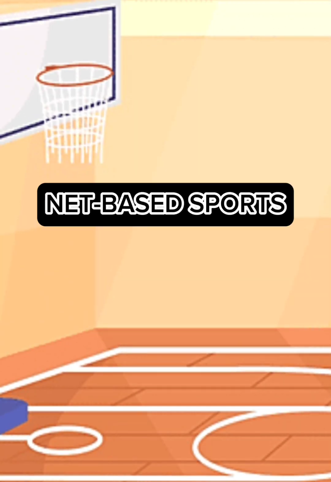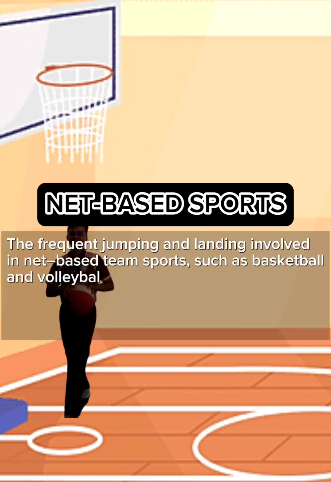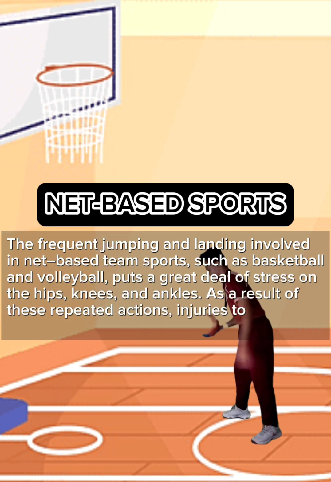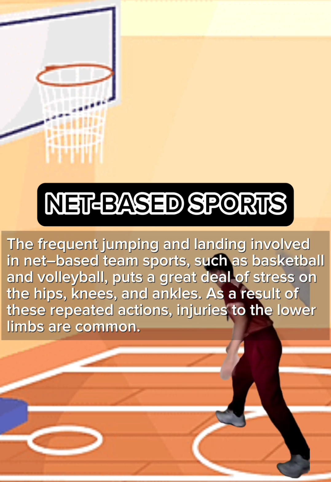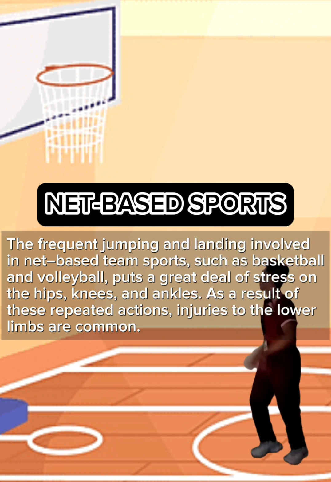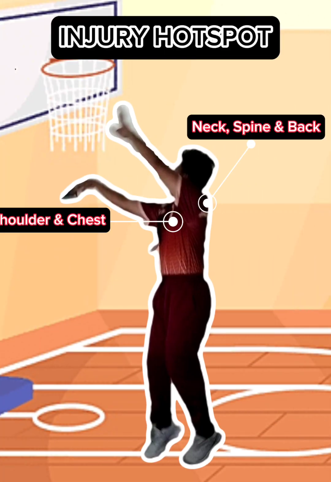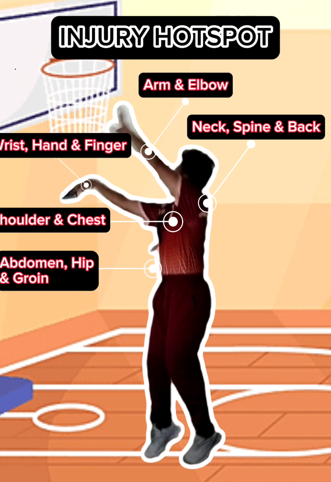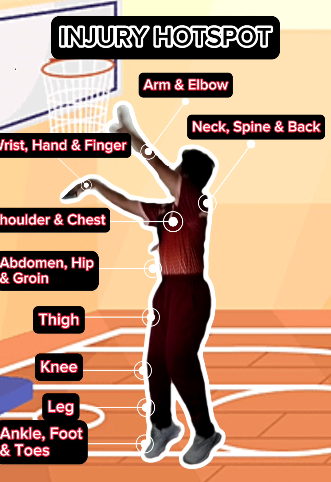3. Net-based sports. The frequent jumping and landing involved in net-based team sports, such as basketball and volleyball, puts a great deal of stress on the hips, knees, and ankle. As a result of these repeated actions, injuries to the lower limbs are common. The large amount of throwing involved can also cause problems in the shoulder, elbow, and wrist. Injury hotspots: knee, spine and back, shoulder and chest, arm and elbow, wrist, hand and finger, abdomen, hip and groin, thigh, knee, leg, ankle, foot, and toes.